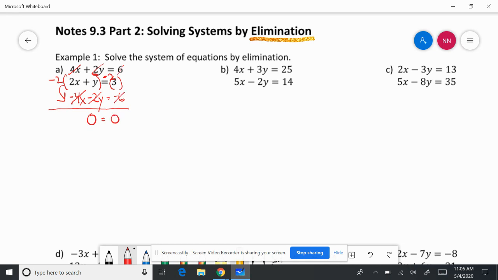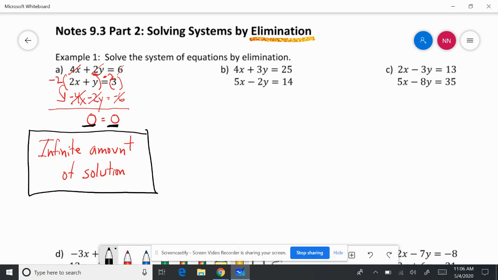As a lot of you have probably guessed, this would be an infinite amount of solutions. And the reason why is because we have no variable. What we have is two numbers that are identical. 0 always equals 0. So all answers are going to work. That's why it's an infinite amount of solutions.